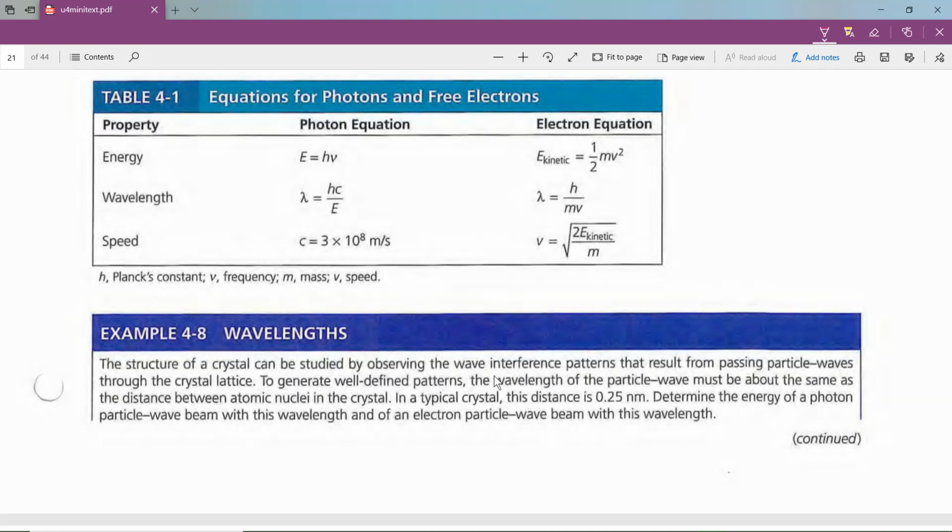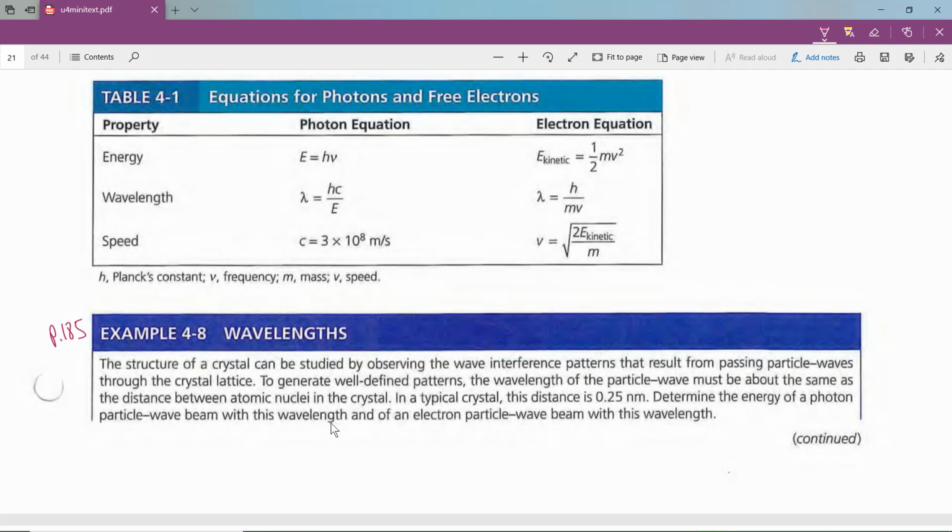Now, let's put it together. Here we go. The structure of a crystal can be studied by observing the wave interference patterns. This is example 4.8. I'm on page 185. The wave interference patterns that result from passing particle waves through a crystal lattice. A lattice is an arrangement of particles. We're going to get to that later in this course. To generate well-defined interference patterns, the wavelengths of the particle wave must be about the same as the distance between the atomic nuclei.